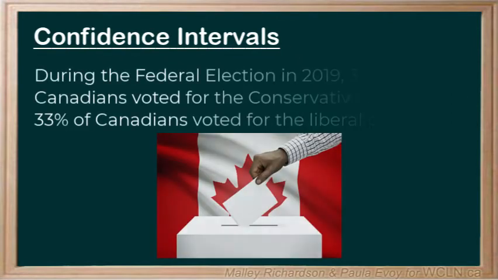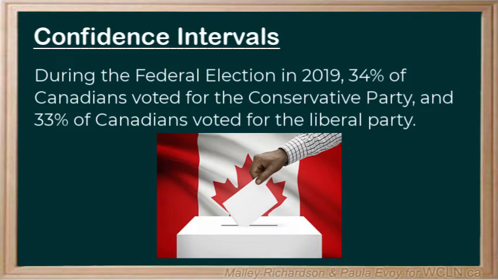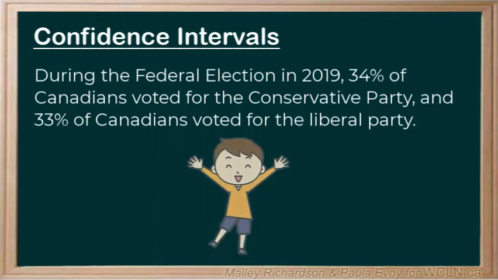During the federal election in 2019, 34% of Canadians voted for the Conservative Party, and 33% of Canadians voted for the Liberal Party. But what does this really mean? We know that not every Canadian votes in the election for various reasons, such as age or other circumstances. Clearly, these results are taken from a sample of the population.